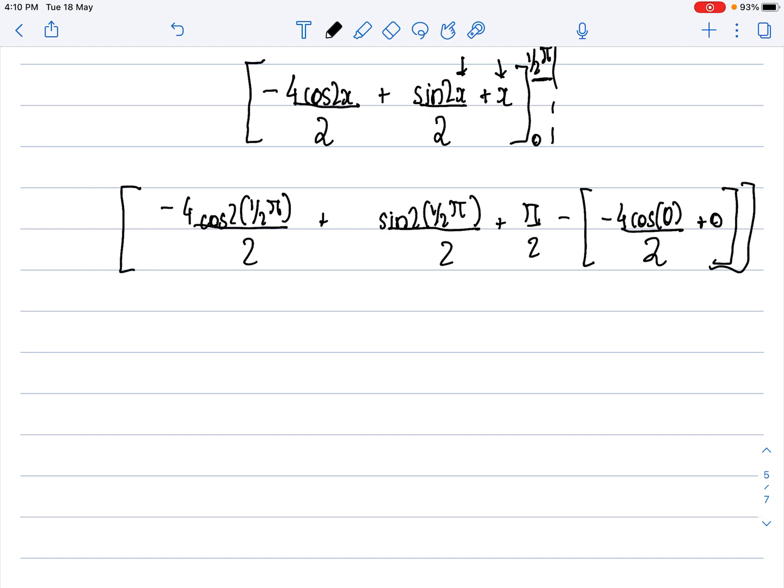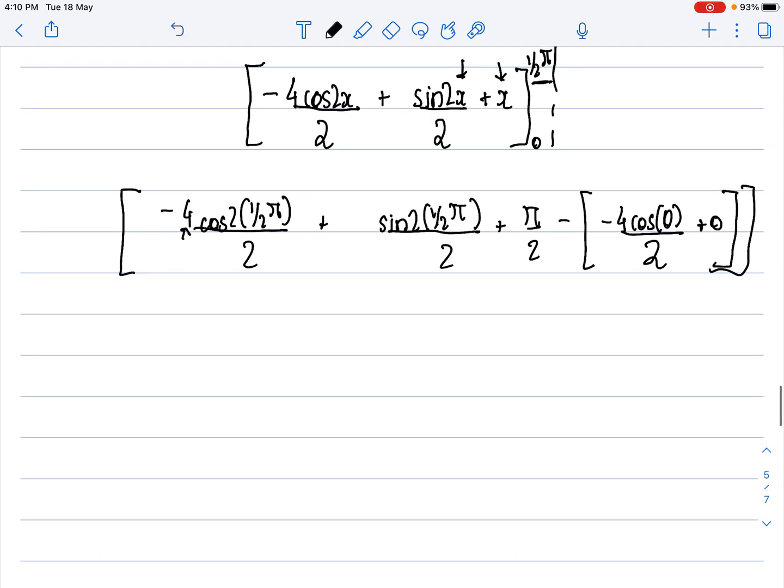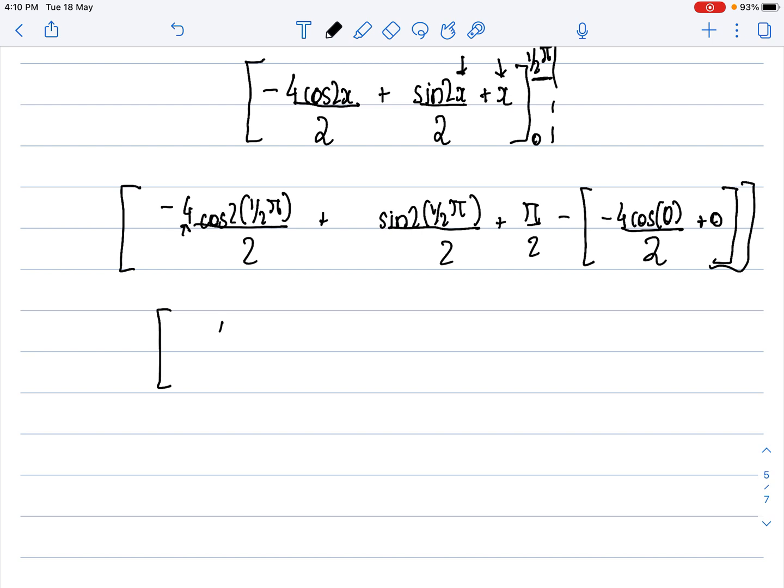If you solve cos of 2 into half pi on the calci, you get the answer as minus 1. So minus 4 into minus 1 will give me 4. So I'll get 4 by 2 here, plus, now do sine 2 into half pi, which will give you 0, plus pi by 2, minus, if you do minus 4 cos 0, or just do cos 0, you will get 1. So I get this as minus 4 by 2.